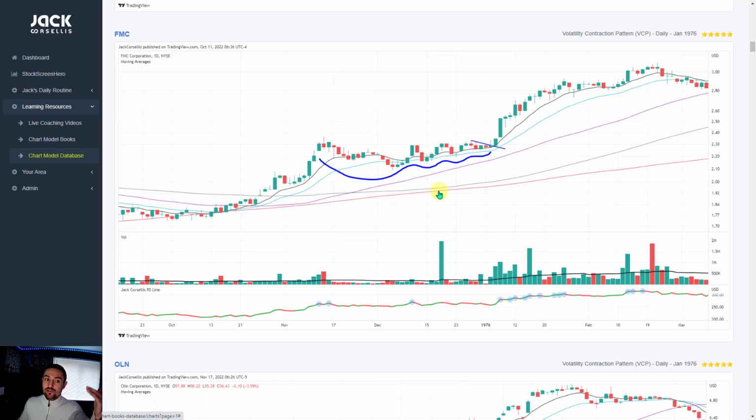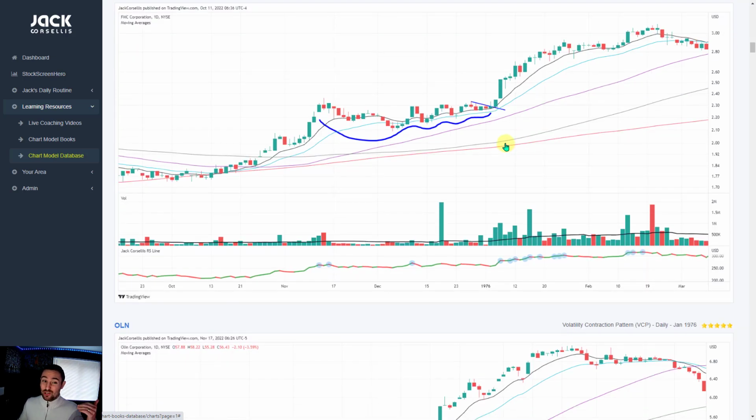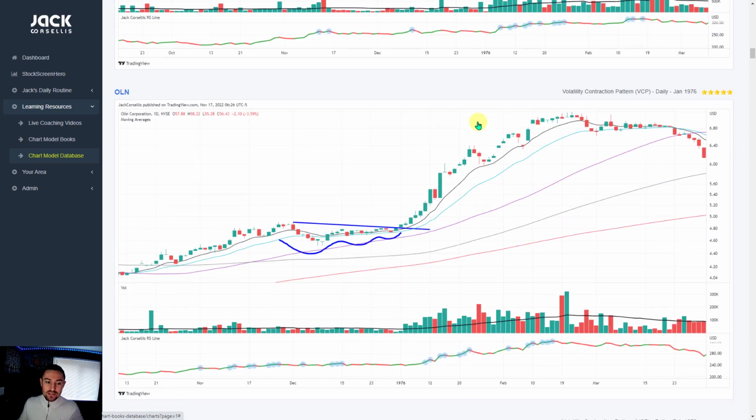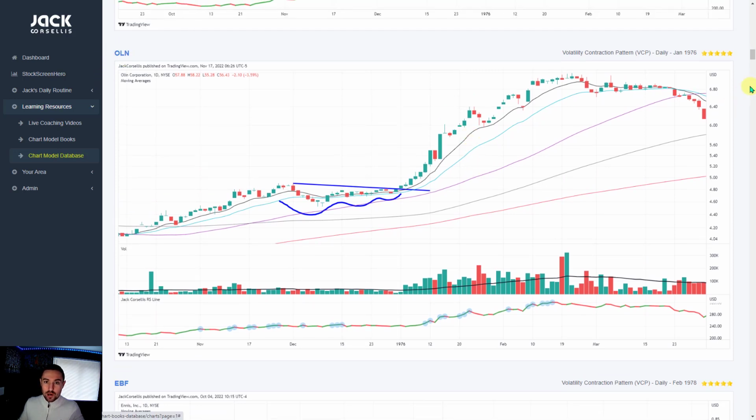So you might get the contractions ebbing and flowing around, but ideally you want to see the actual pivot setting up above all key moving averages, especially for me as I'm then trying to ride that intermediate term trend. So it's easier when it's setting up above all key moving averages. OLN, January 1976 again. So you see how you get 1 contraction, bounce, 2 contraction, bounce, 3rd contraction, bounce. There's a bit of VCP, flag, and the volume drying up in the pivot as well.